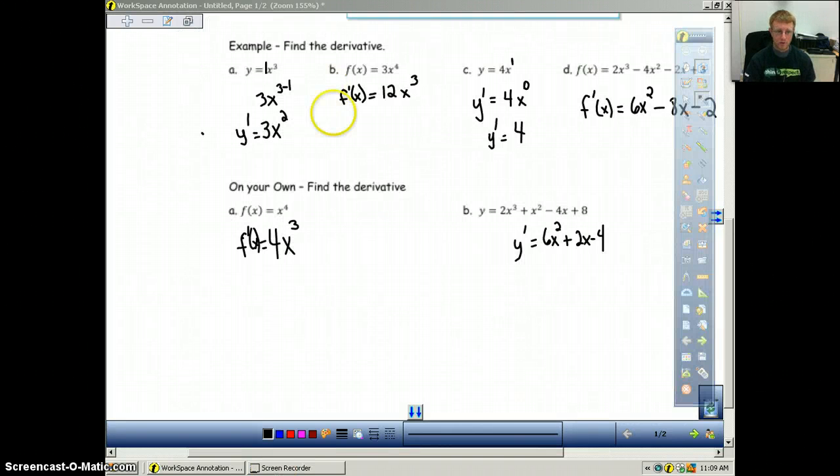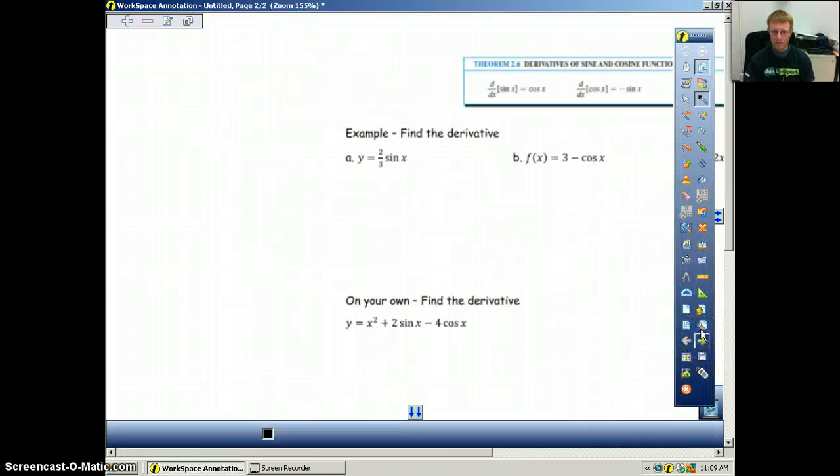Hopefully on this first one you got that we have 4 times x is 4x, and then we lowered our power by 1, we get 4x to the third. The second one, 3 times 2 is 6, lower our power by 1, 6x squared. 2 times 1 is 2, lower the power by 1, we get 2x, minus 4, and then the 8 obviously goes away because it's a constant. So hopefully you got that. Let's move on to the back side of the page.